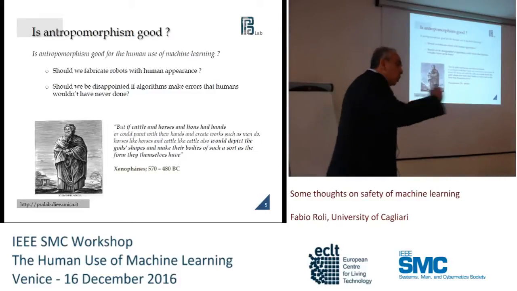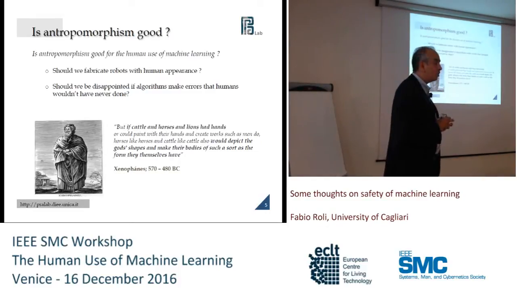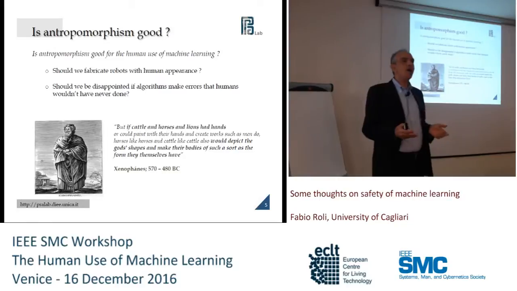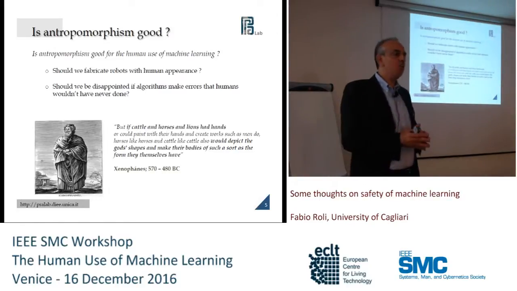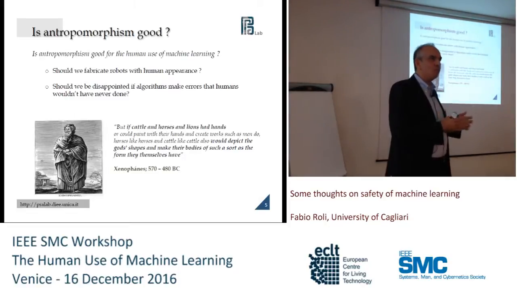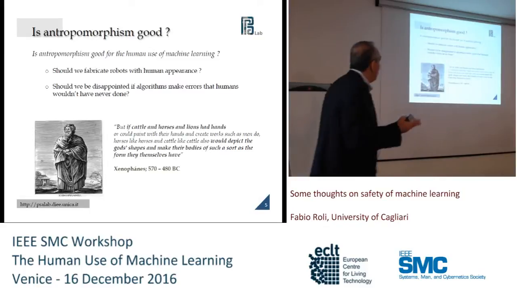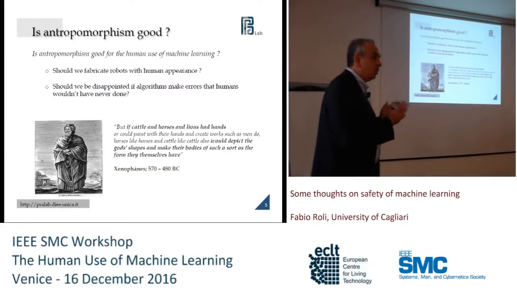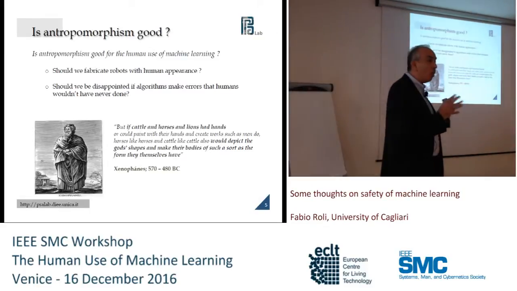The other question, closer to machine learning algorithms for decision making: sometimes we are very disappointed because machine learning algorithms make stupid errors, of course from our viewpoint. Should we really be disappointed or not? Or are we using an anthropomorphic viewpoint?